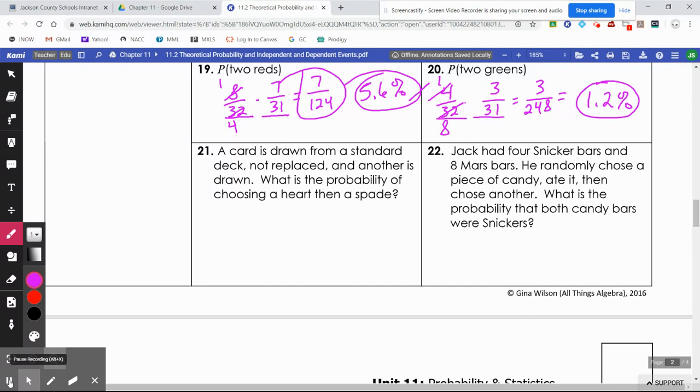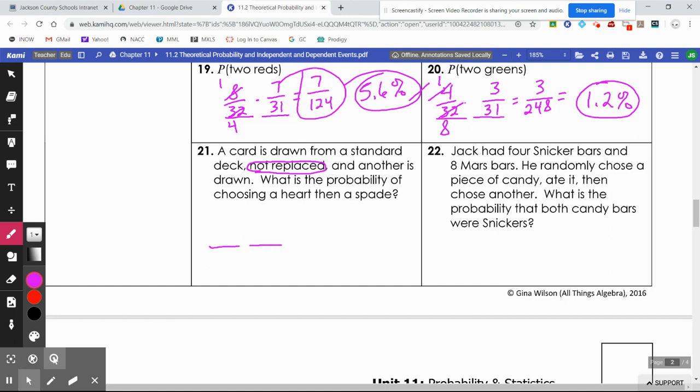Okay, number 21. A card is drawn from a standard deck, not replaced. Again, that's the key right there. That makes these events dependent. The second one depends on the first one. And then another one is drawn. What is the probability? So we're making 2 draws. What's the probability of choosing a heart and then a spade?